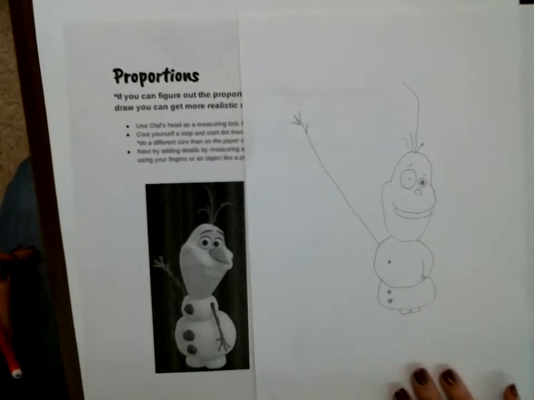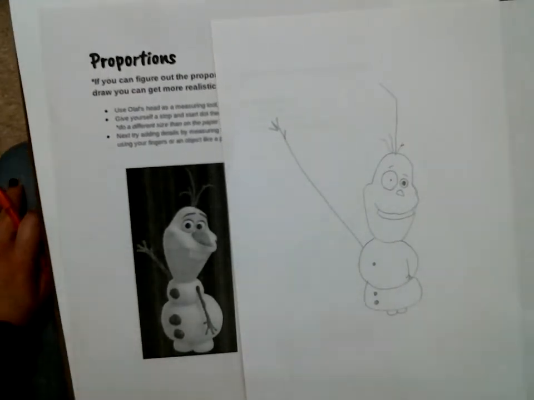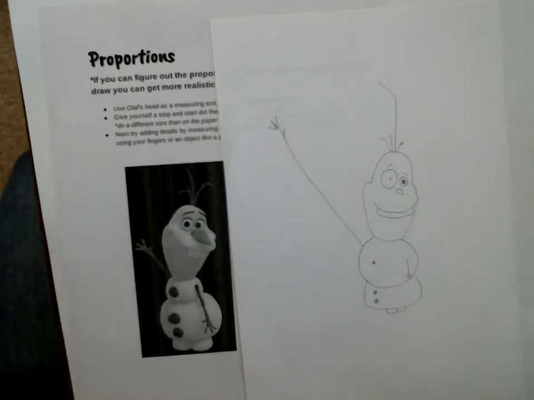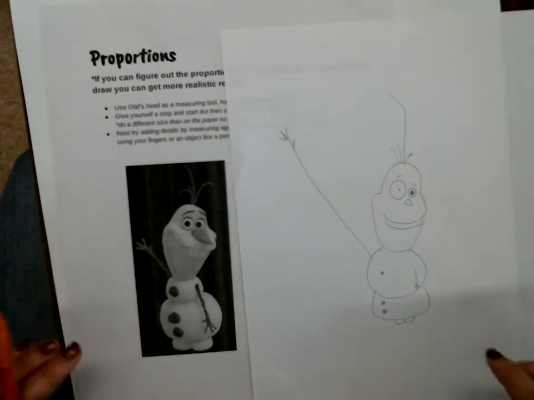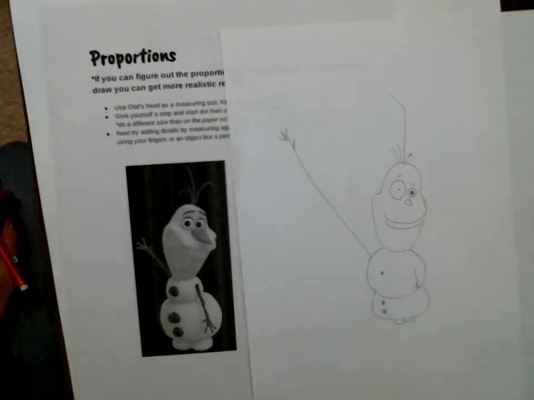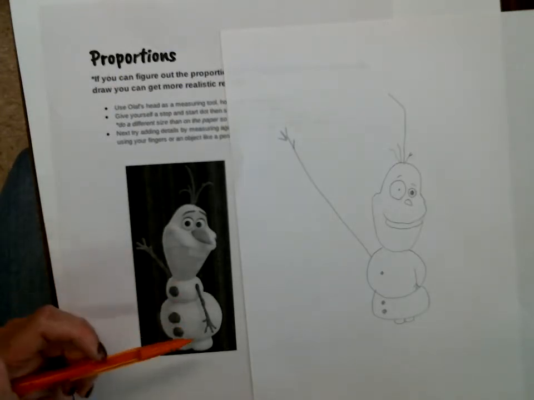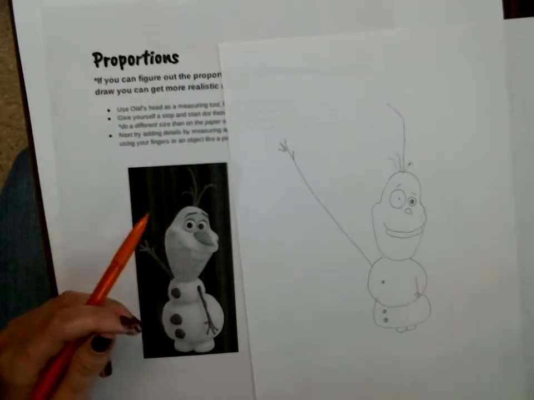So here's an example. I have drawn Olaf off to the side and he looks kind of wonky. And all of it is because of his proportions. He has all the right parts. I didn't skip anything, all his details are there. And everything is pretty much in the right spot, but they're not the right size relationship.